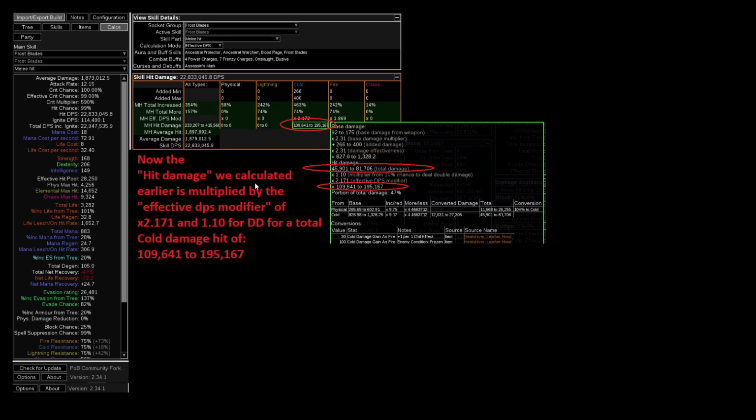So now the hit damage that we calculated earlier gets multiplied by that 2.171 number. And the double damage chance also. And you get a final cold damage number here of 109 to 195k. Okay, and that's this bottom number here for cold damage. That's all the cold damage calculations done.